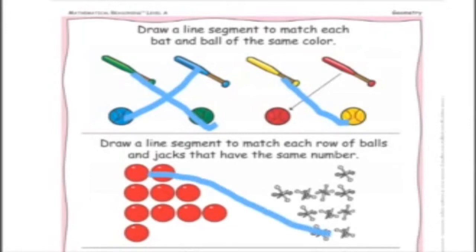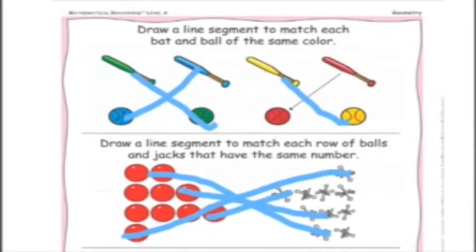Second row is 3 balls, so I will look for 3 jacks. So that is it right here to my 3 balls. Third row is 4 balls, so I will look for 4 jacks. Right here. And the last one is 1 ball, so I will look for 1 jack right here. You see that? That is all for the first example in this class.